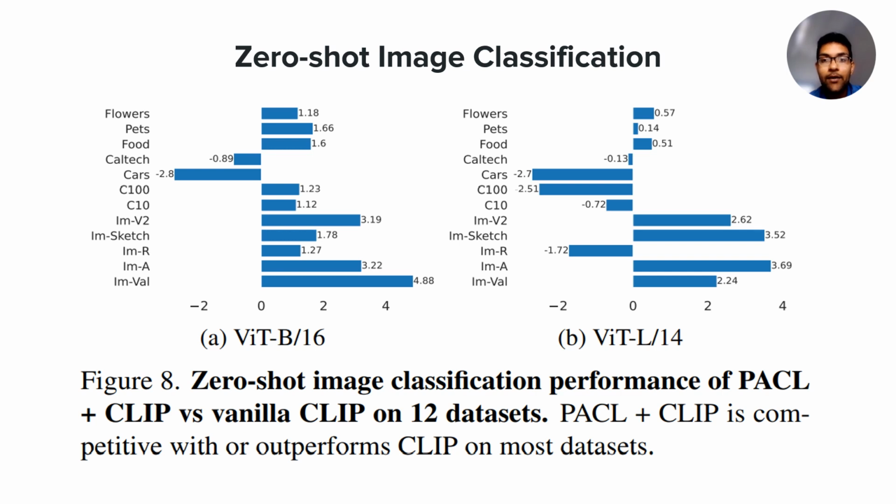Across a suite of 12 classification datasets, we broadly find that PACL is competitive or outperforms its corresponding vanilla CLIP counterpart when it comes to zero-shot image classification.